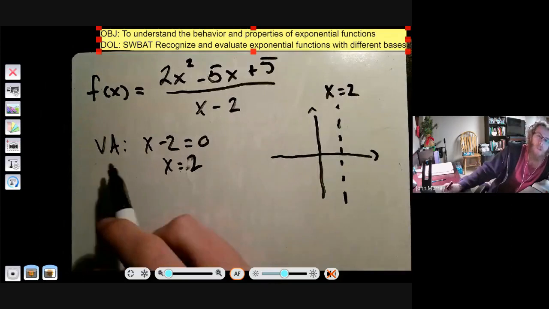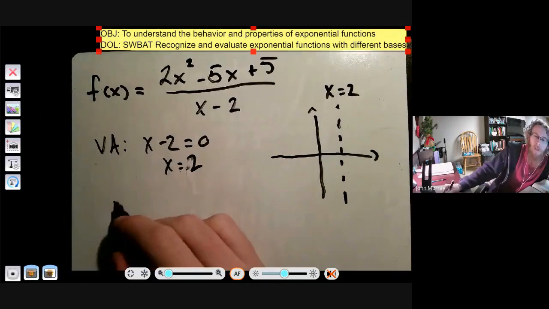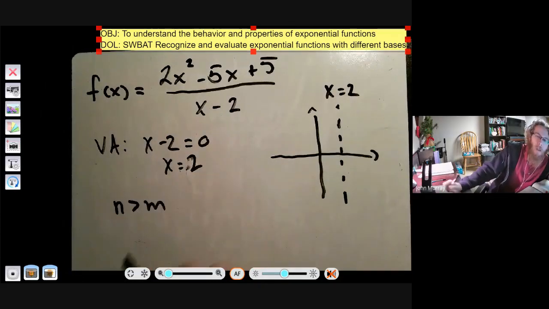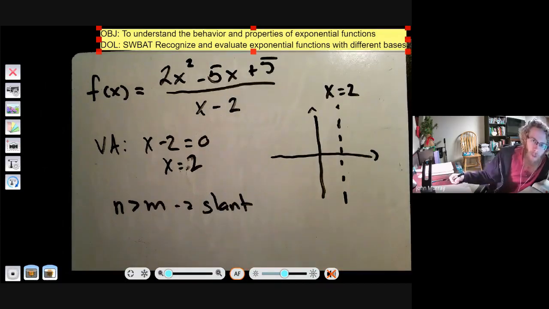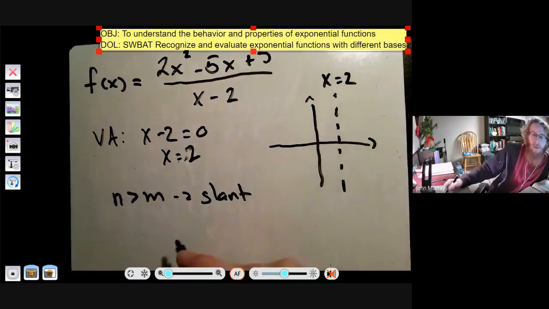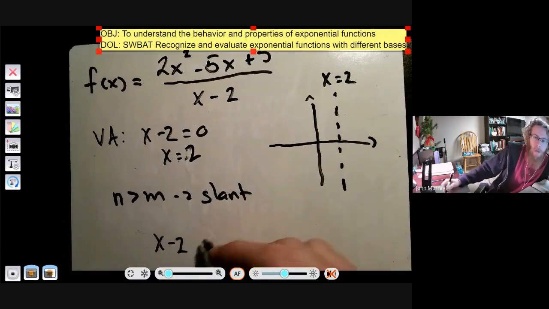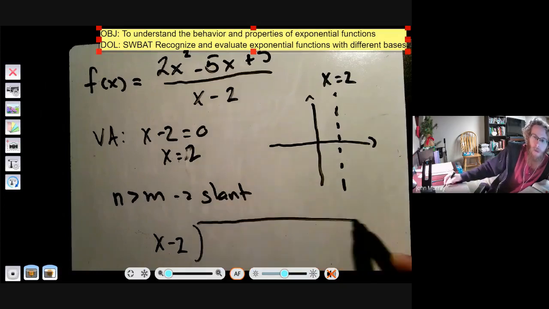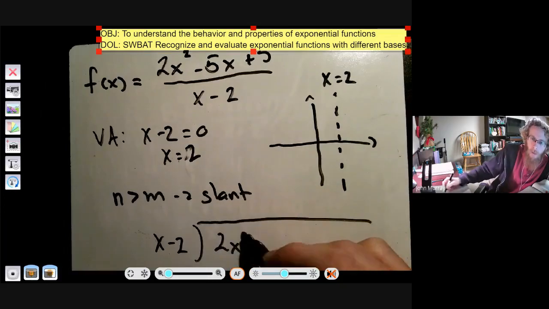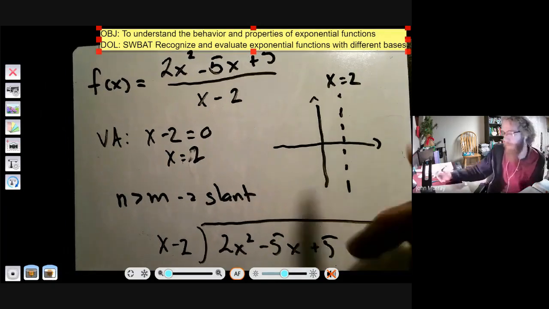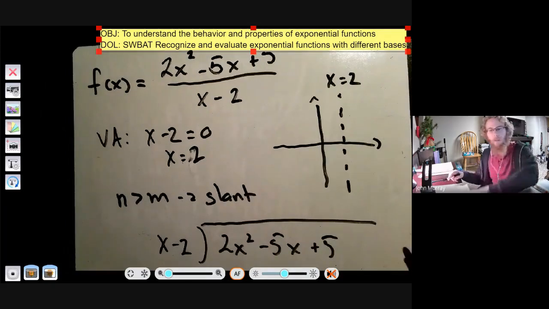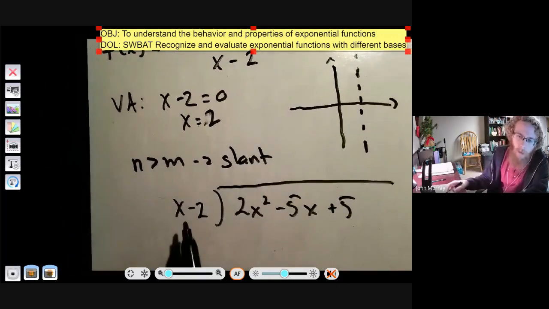Okay, so again, there is no horizontal asymptote because n is greater than m. But that tells us that we have to divide for slant. So we set it up: x minus 2 into 2x squared minus 5x plus 5. I'll do it the way that we did when we were doing long division.